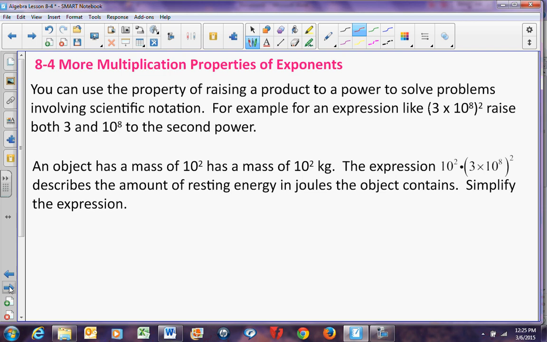Last thing, you can use the property of raising a product to a power to solve problems involving scientific notation. For example, for an expression like 3 times 10 to the 8th raised to the second power, raise both the 3 and the 10 to the 8th to the second power. So let's look at a word problem.